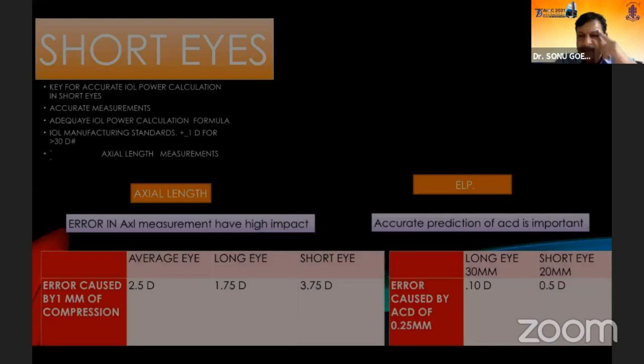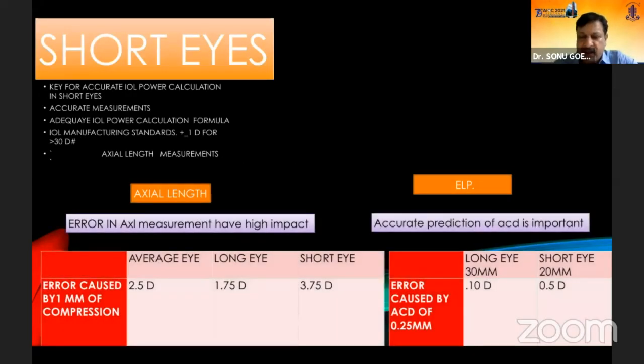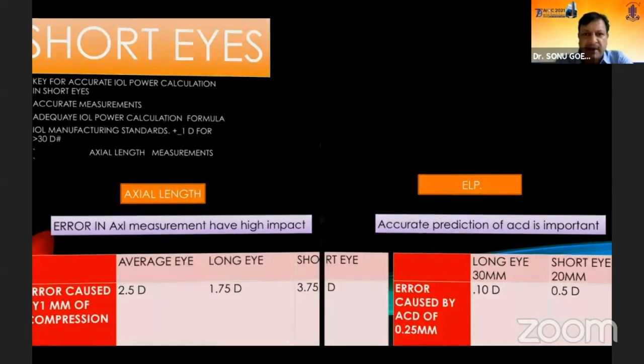So when you have an error caused by an anterior chamber depth mismeasurement of 0.25 millimeters, in cases of long eyes, maybe eyes more than 30 millimeters, you have an error of 0.1, and this error can increase to almost 0.5 diopters in cases of shorter eyes. So basically, the accuracy of axial length and ELP are the two crux points when you are dealing with short eyes, and these are two major sources of errors in IOL power calculation.